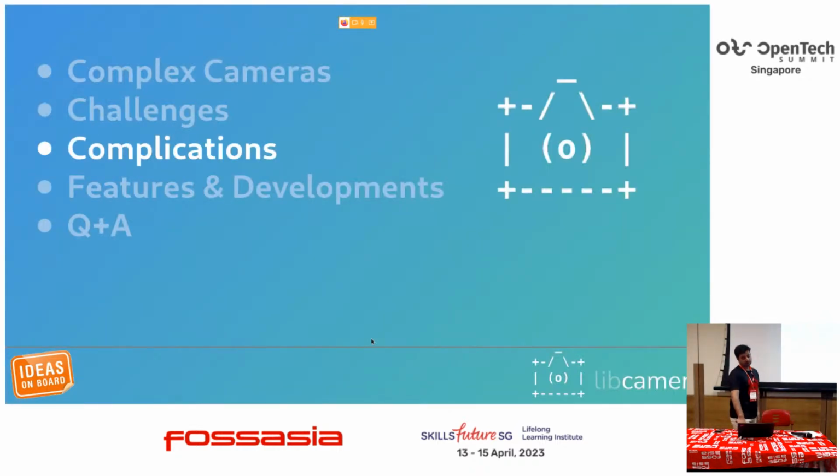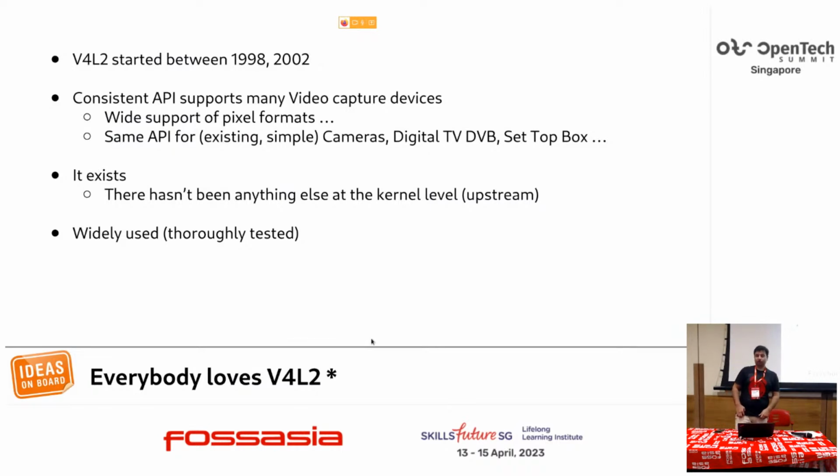What are the complications? Basically, V4L2 is everywhere, and everybody seems to love it. It exists, first of all, in the upstream Linux kernel. For media capture, V4L2 is by default the API that the kernel provides. If in future the kernel comes up with a different video capture API, libcamera would be happy to support it, and we are working in that direction as well. The same API, V4L2, is used for simple cameras, digital TV, set-top boxes, etc.